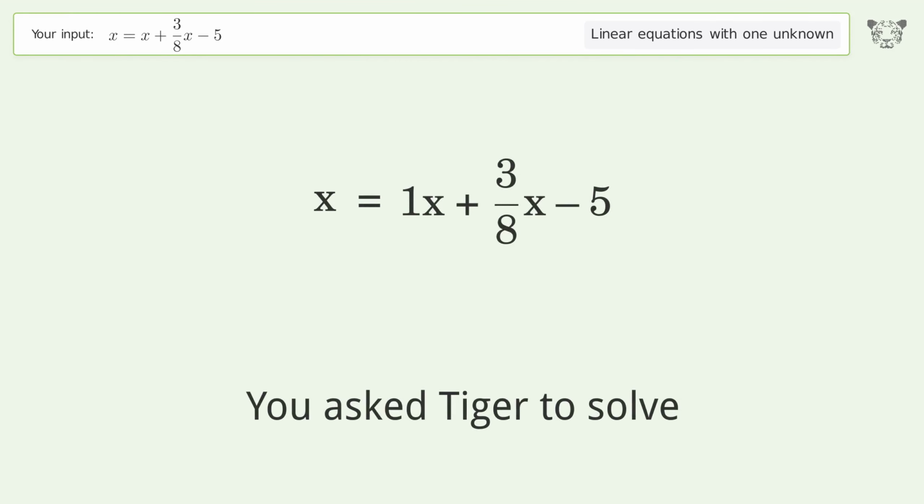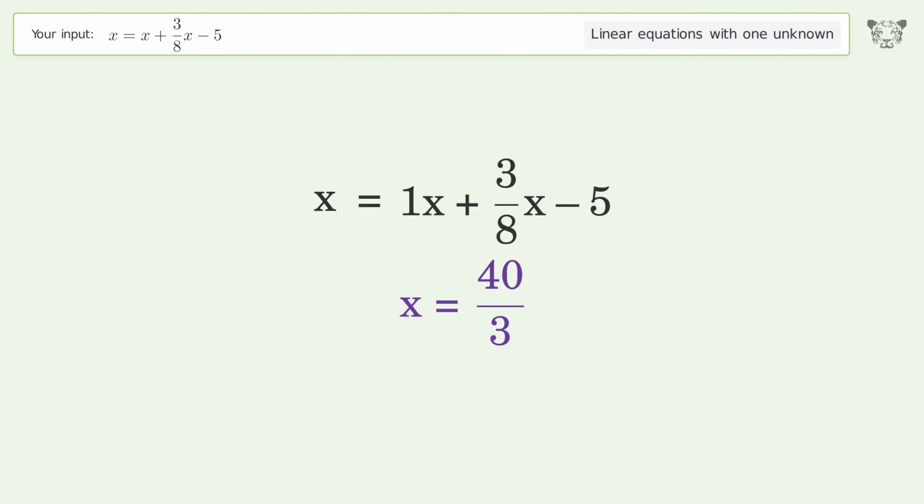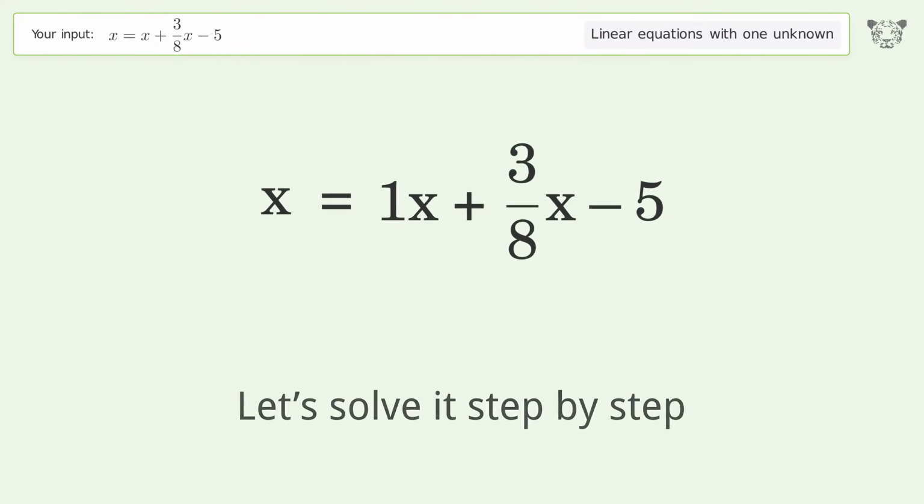You ask Tiger to solve. This deals with linear equations with one unknown. The final result is x equals 40/3. Let's solve it step by step.